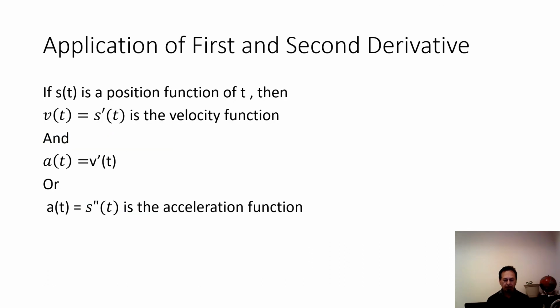If s of t is a position function of t, then velocity v of t equals s prime of t is the velocity function, and a of t equals v prime of t, or a of t equals s double prime of t, is the acceleration function.